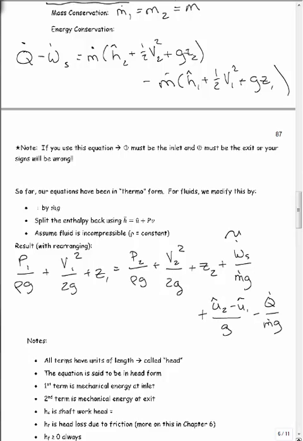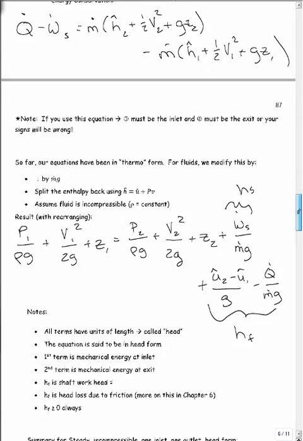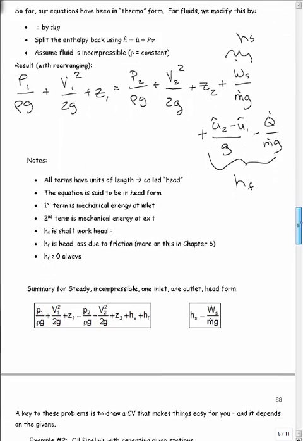So this term, W dot s over m dot g, that's our hs. We're going to call it head form of our work, shaft work. And this is what goes into our hf, or our frictional head losses. Okay, so basically we don't have a whole lot of heat transfer going on. The heat transfer that we have in fluids is usually from the frictional losses, so we kind of lump that together with the internal energy terms and just call it hf. We'll go through how to find hf when we get to chapter 6. For now it'll just be given, or else what you're trying to find.